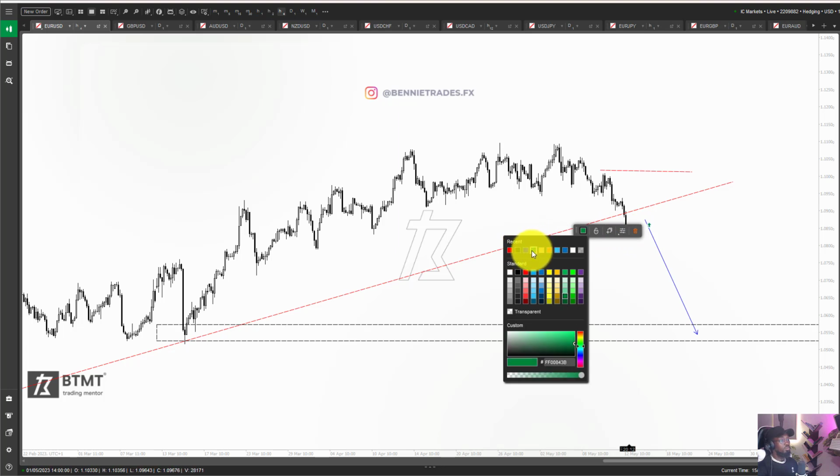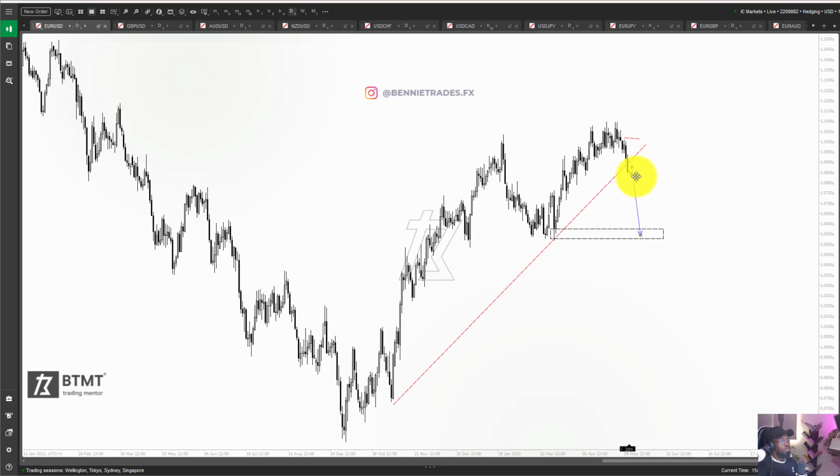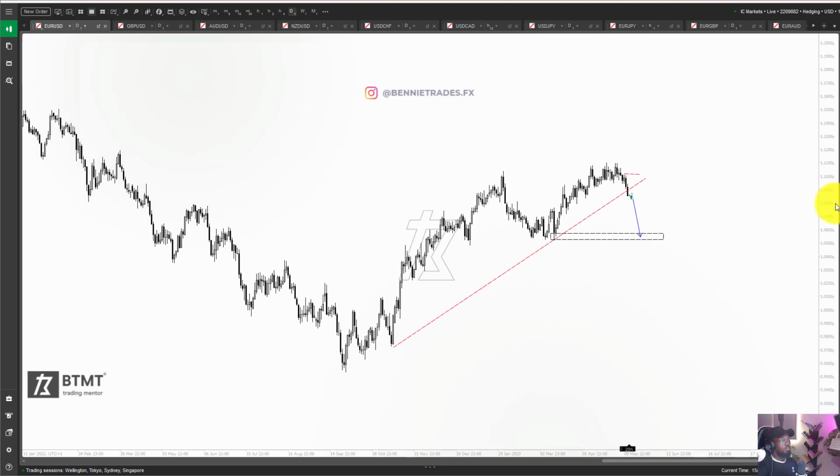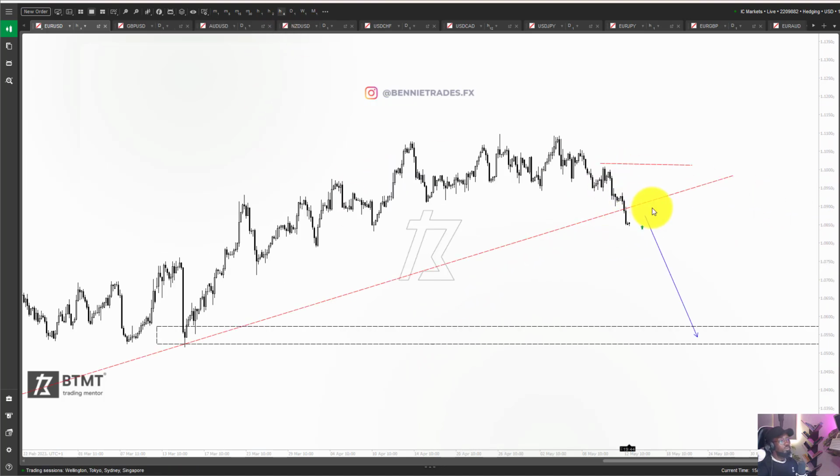If the correction does not hold here, then I would make sure that this level is taken out so that we can print a higher high that validates the continuation of the daily uptrend move. Otherwise, I'm going to go short on this market. So I'm waiting for a bearish correction so that I can continue the sell-on.